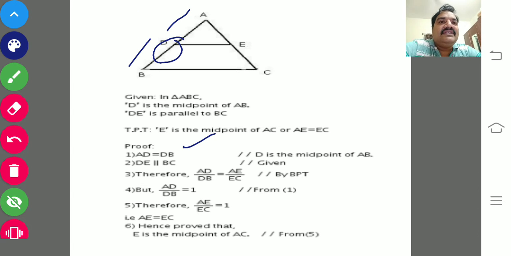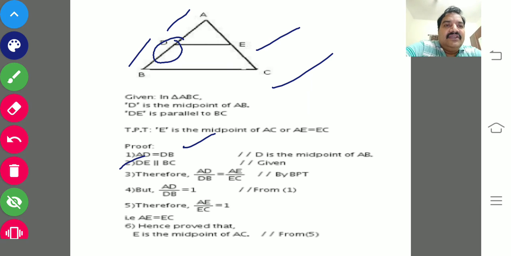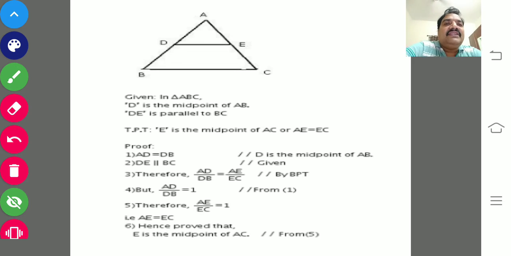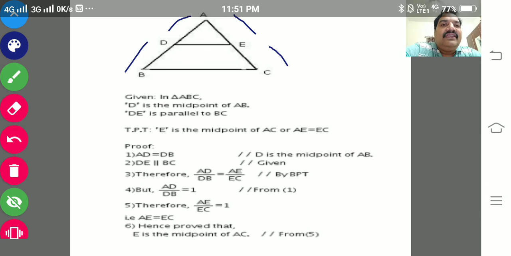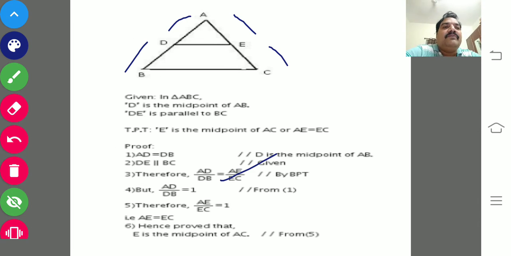And the second point, it is given that DE is parallel to BC. This one also is given in the question. So then what will happen? You have to apply the BPT. So what is BPT? AD by DB equals AE by EC. Yes, we have applied the basic proportionality theorem.